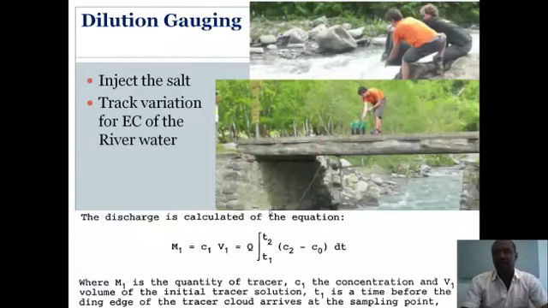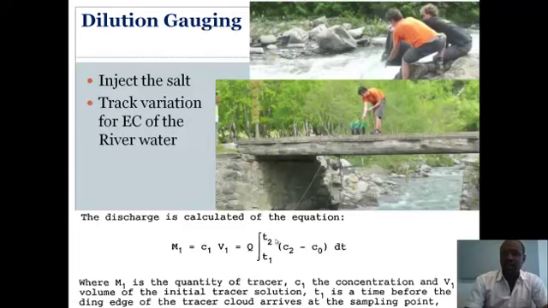The other measuring possibility is through dilution. That is, we inject salt at a section, and then we measure. We will have a tracked variation of EC of the river somewhere downstream. Of course, what we have to make sure of is that between wherever we are pouring this salt solution and the downstream point where we are measuring, there needs to be a turbulence effect of the flow, so that we are sure the salt is mixed with the water.